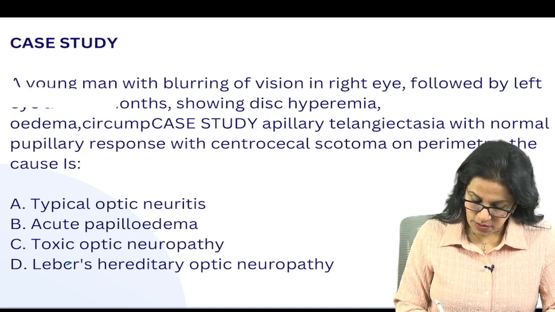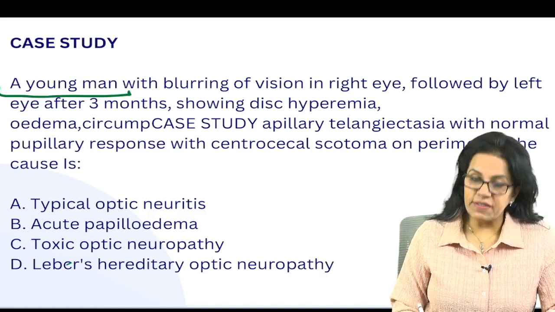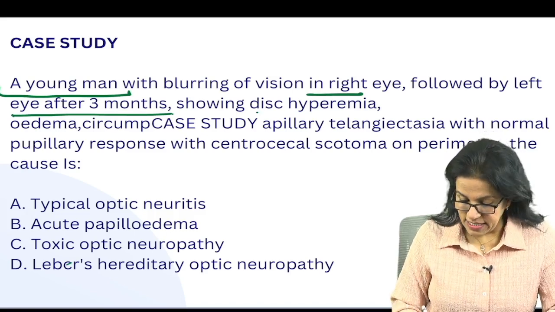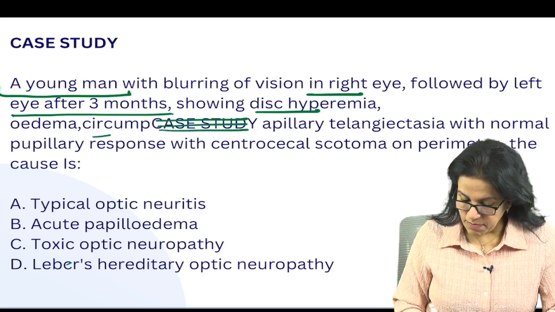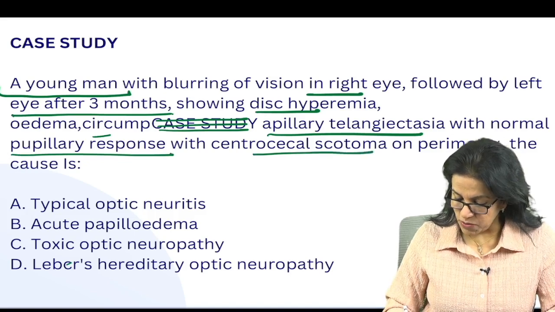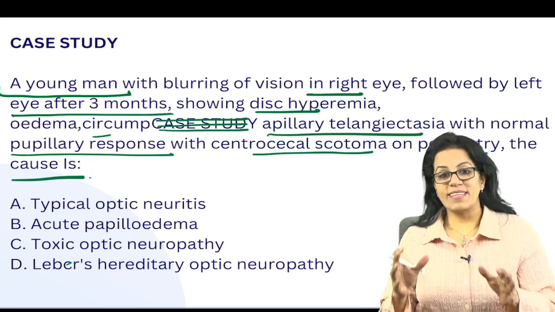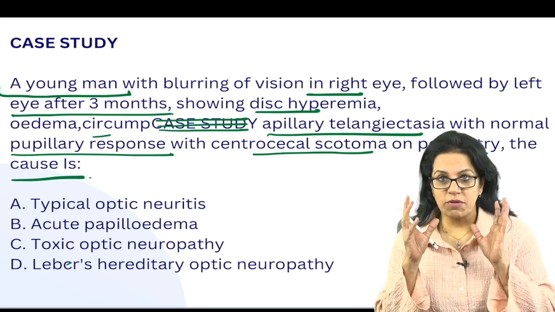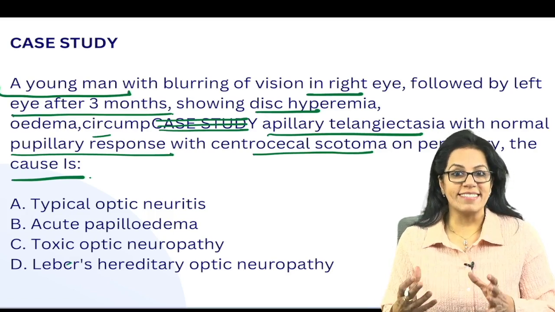A young man, so we are talking about a young male here who is complaining of blurring of vision in his right eye and then followed by left eye after a few months. There is disc hyperemia, circumpapillary telangiectasia with normal pupillary response and centrocecal scotoma on perimetry. The cause is. So, did you get something here? If he has a centrocecal scotoma, it's a type of central scotoma with difficulty of vision. And disc hyperemia, we are talking about optic neuritis, isn't it?